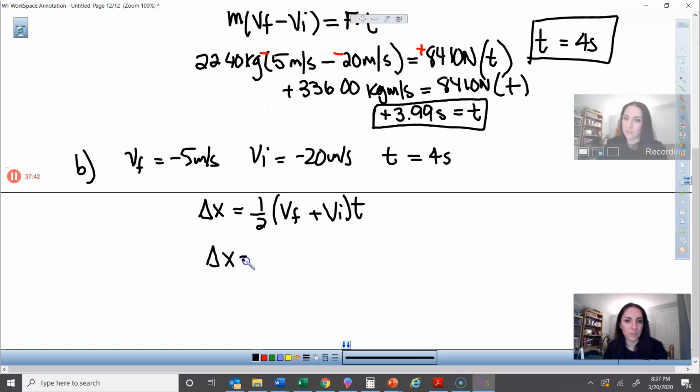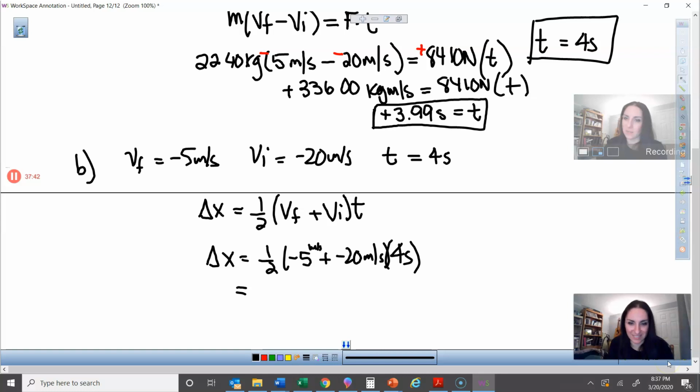So we're going to go ahead and do that. So 1/2 times (-5 plus -20) meters per second. This is going to come out negative. Oh, that's fine. Okay. Oh my gosh. What's happening? I'm going crazy. All this stuff is going. You're watching it happen. It's unfolding live on camera.